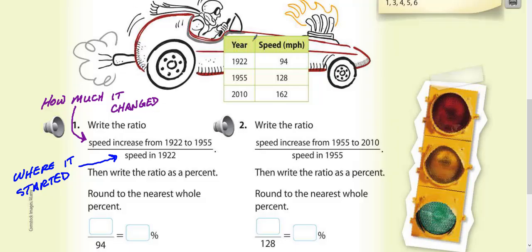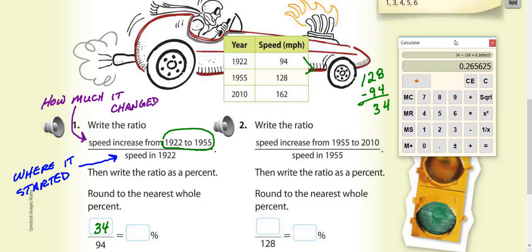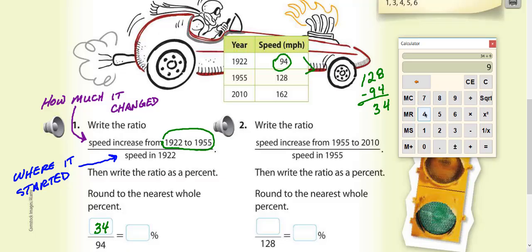So when we do this first set of years, they ask us for 1922 to 1955. It changed from 94 to 128. So it changed, and anytime you're doing that change, you're doing subtraction. It changed by 34 miles an hour. It increased, it went up. That's important to remember because percent of change is going to be either increase or decrease. It went up, and to see what the percent it went up, we're going to take how much it changed, 34, and divide it by where it started, 94.